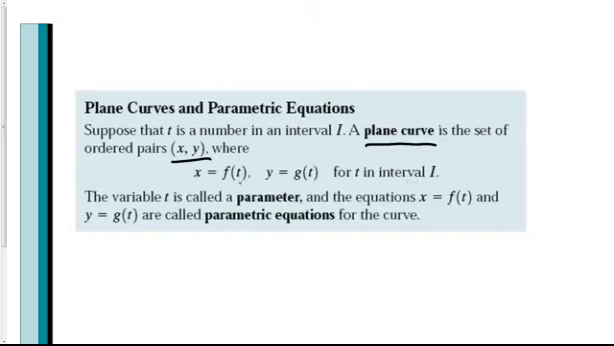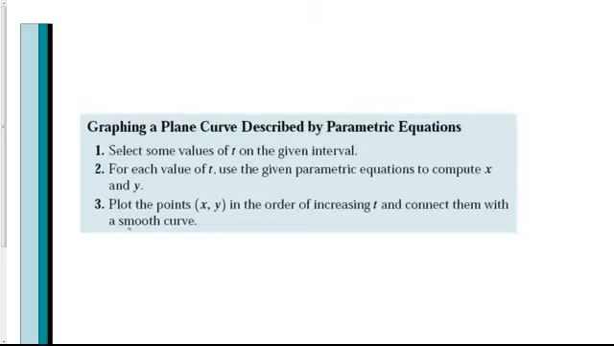Because we actually have a t interval here rather than an x interval, we define that as a parametric equation, which gives us a variable t that's called the parameter. So our equations are x is equal to f of t and y is equal to g of t. As we begin to graph parametric equations, we want to look at some values of t on a given interval, and for each value of t we use the given parametric equations to compute the x and y values, and then we plot the x and y values on a smooth curve.